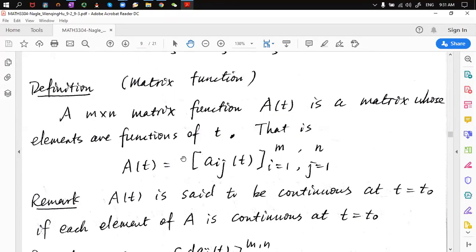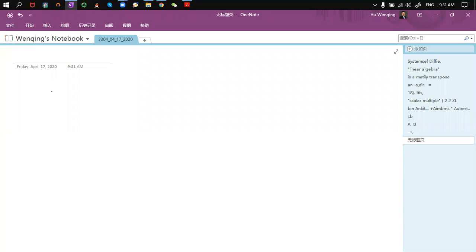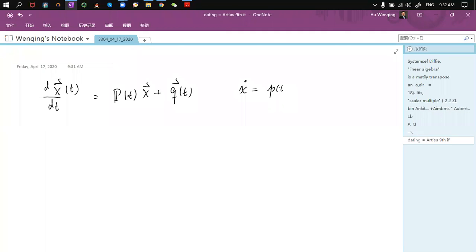Now let's come back to our differential equation. You want to solve for x of t, where dx/dt equals a matrix P(t) multiplied by x plus q(t). You would like to compare this with the first order equation x' = p(t)x + q(t). How do you solve for x? Well, you have to introduce the so-called integrating factor.